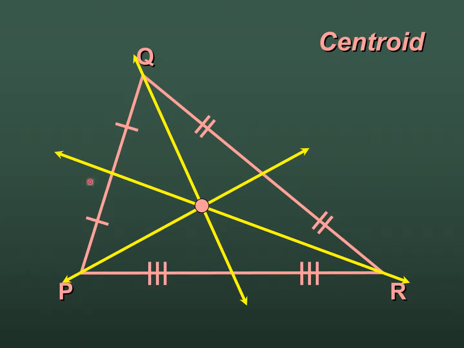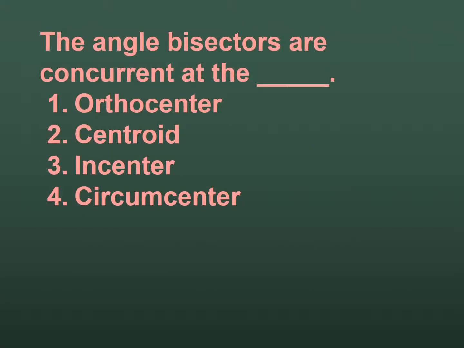So whenever you are drawing these medians, it's very important to make the marks to show that you have split that in half and that those are congruent sides. That's how you show that you have drawn a median. And this point that we get whenever we draw the three medians, that's our centroid.